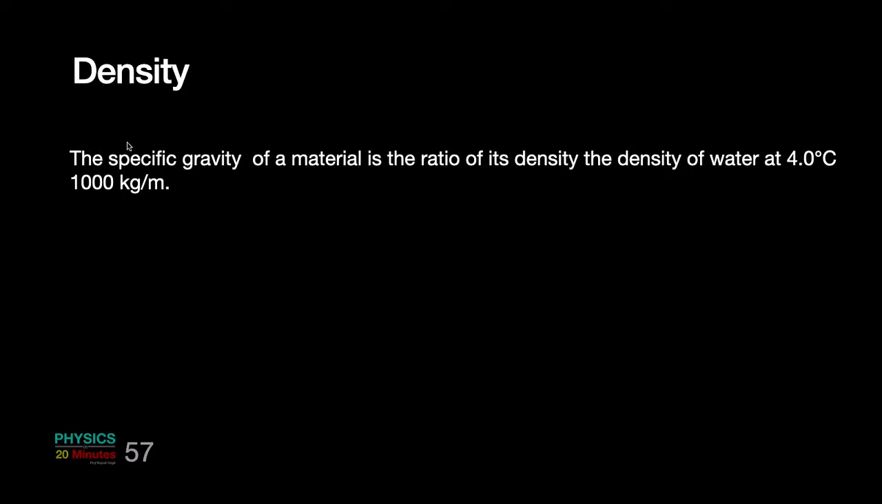We sometimes define a term called specific gravity. In many problems you will hear it. Specific gravity of a material is the ratio of its density to the density of water at 4 degrees Celsius, which is 1000 kilogram per meter cube.